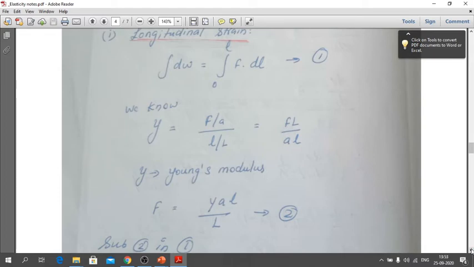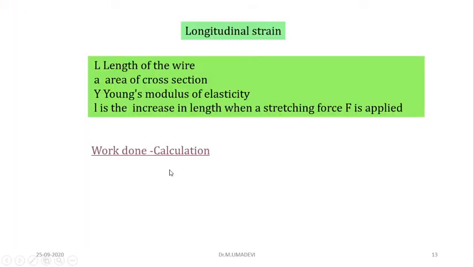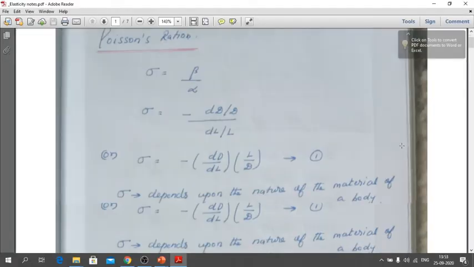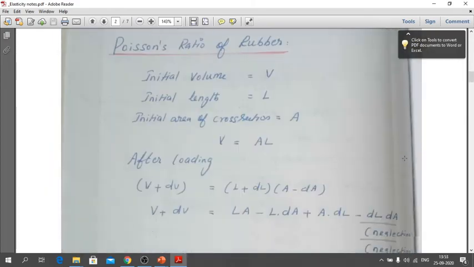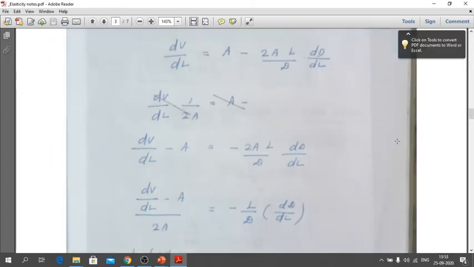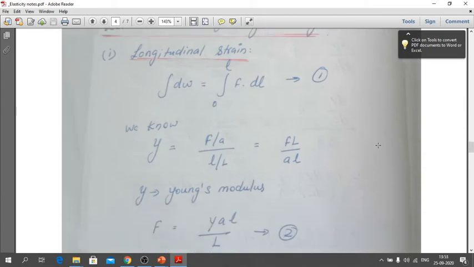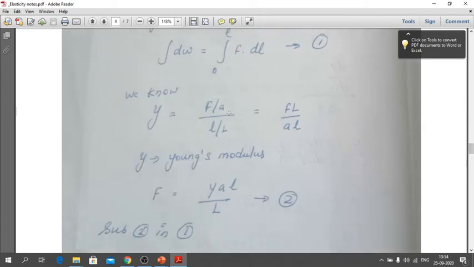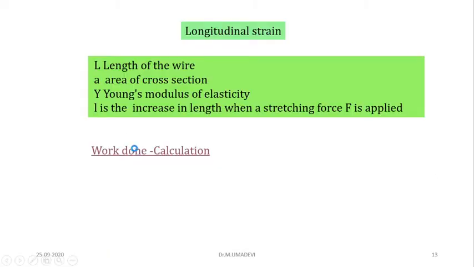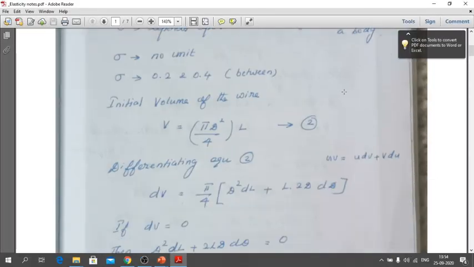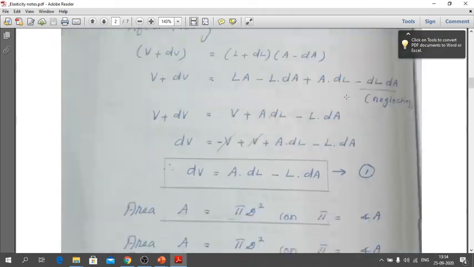And we know the formula: Young's modulus is equal to stress divided by strain, longitudinal stress by longitudinal strain. Longitudinal stress is denoted by F by A, and longitudinal strain is the change in length to the original length. Therefore, Young's modulus Y is equal to F by A divided by small l by capital L. F is the force, A is the area, small l is the change in length, and capital L is the original length. From that we can find the value of Y.